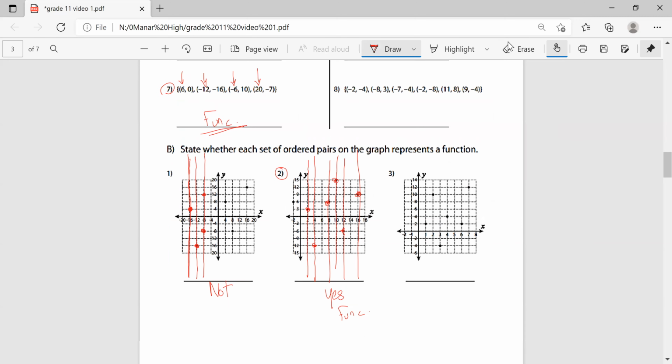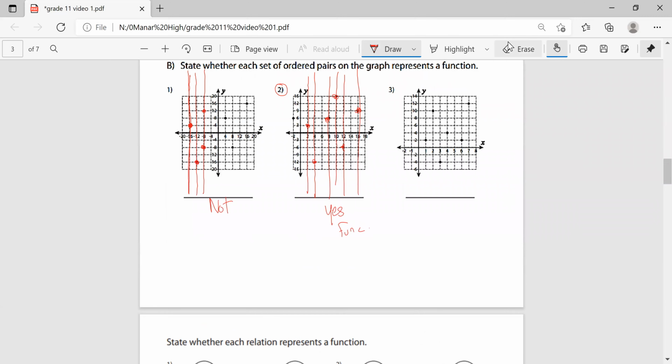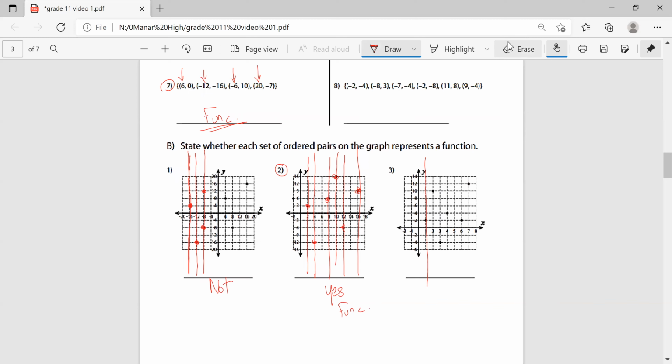Okay, another example. Here, vertical line, only one value, vertical line, only one value, and so on till the end. So do I have to test all the values of x? Yes, you have to test all the values of x to see it contains two values or more in y or only one value.